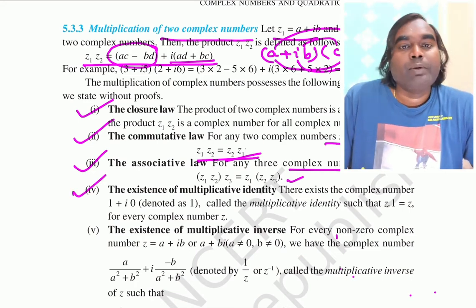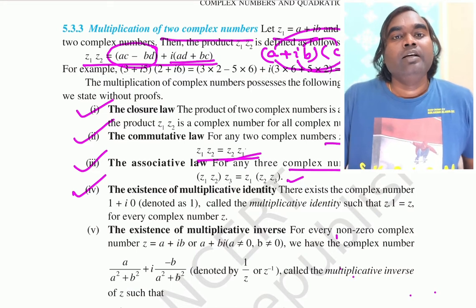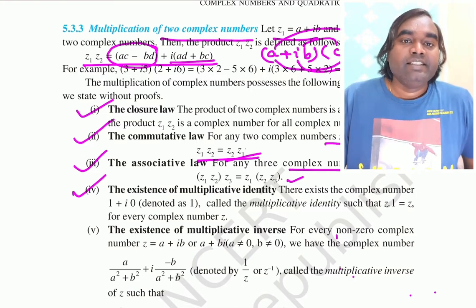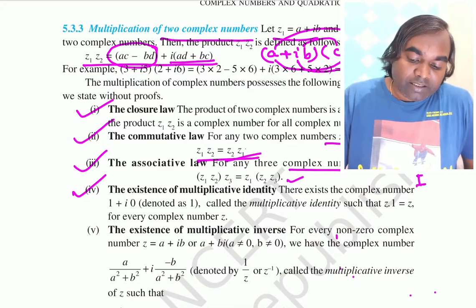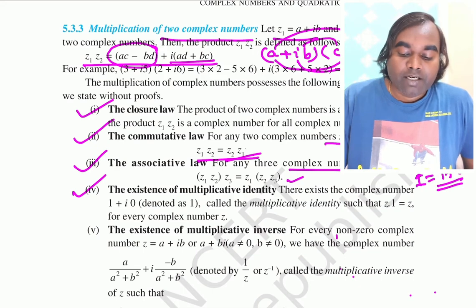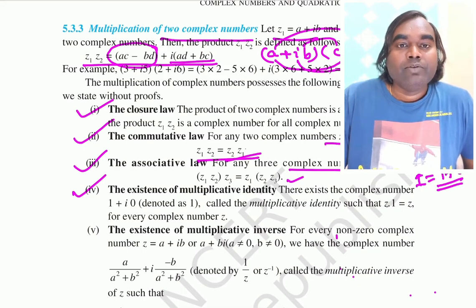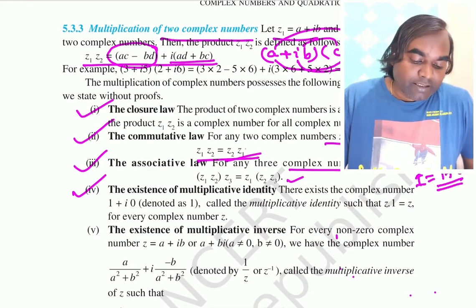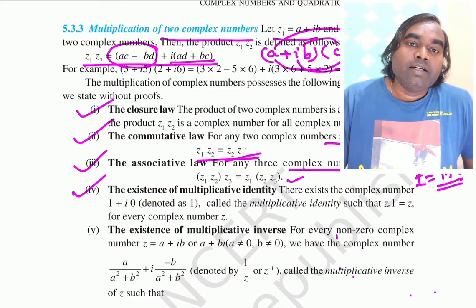And the fourth property is that there exists a multiplicative identity, that is, if we multiply any given complex number with the multiplicative identity, in this case equal to 1, that is 1 plus i0, this is the multiplicative identity for complex numbers, and multiplying this value with any complex number gives the given complex number. That means there exists a multiplicative identity.